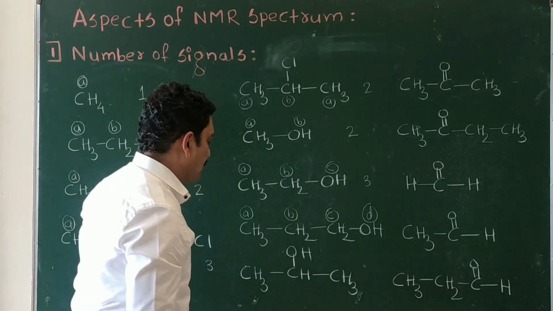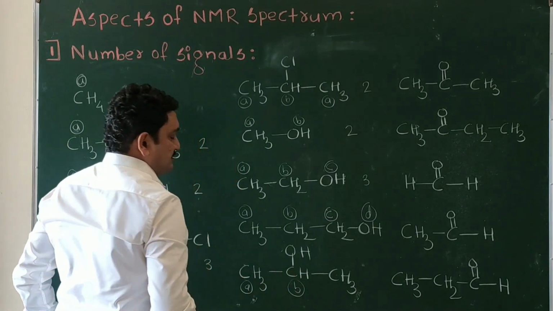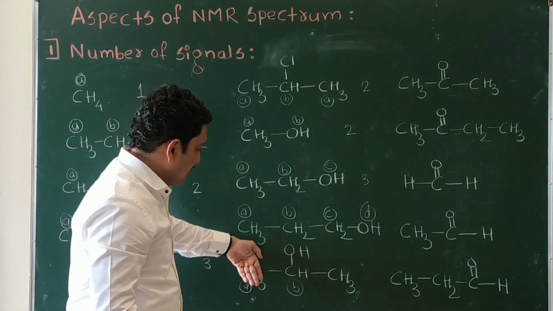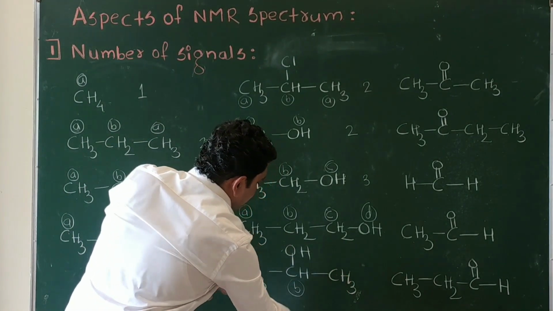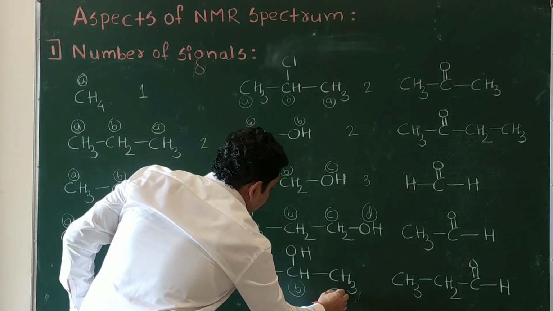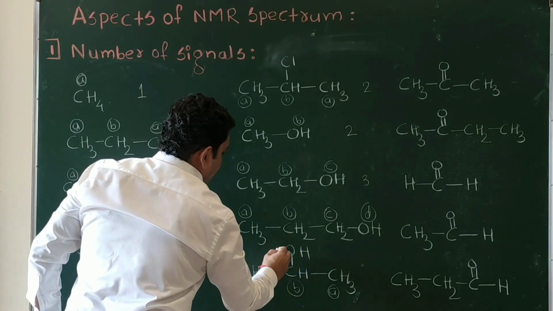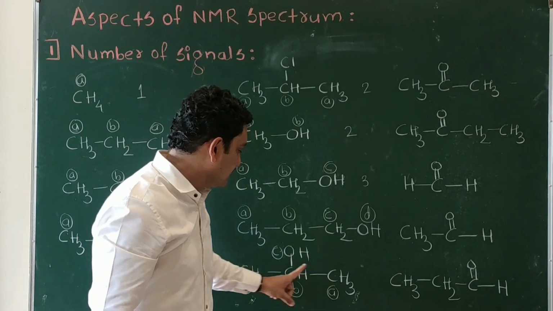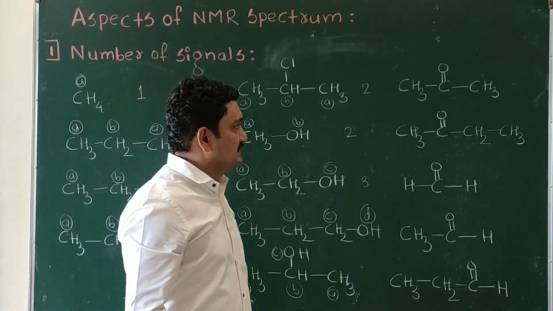Now isopropyl alcohol. CH3 and CH always give different signals. Check the two CH3 with each other. The environment for this one is CHOH CH3, and for this one also CHOH CH3. They are identical, collectively they will give A. And OH is different from the rest, so that will be C. So we are getting 3 signals: one for CH3, another for CH, and a third one for the OH.